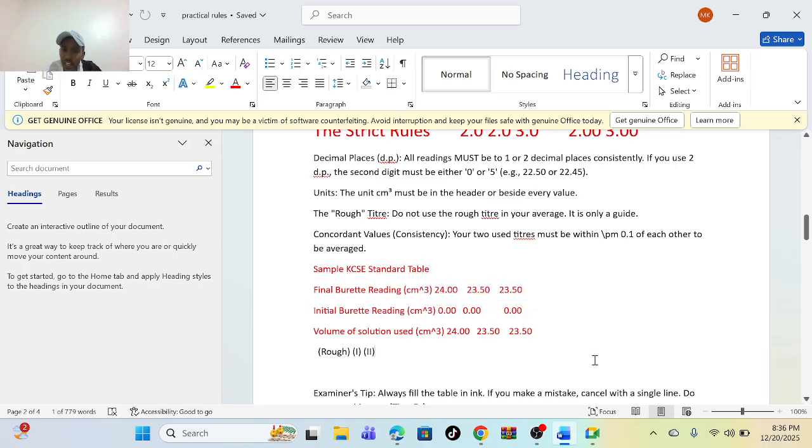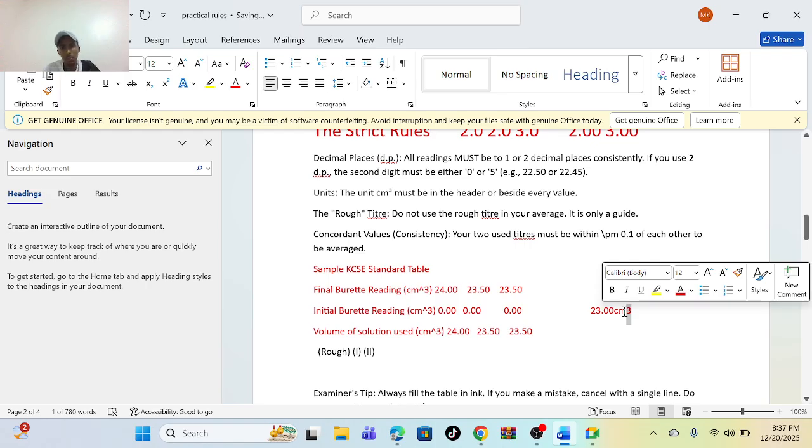But when you write your final answer, suppose the final answer you get is 23.0, that is 23.00 because the size is two decimal places. You must add what? Centimeter cubic. You must add centimeter cubic because this unit is very important.